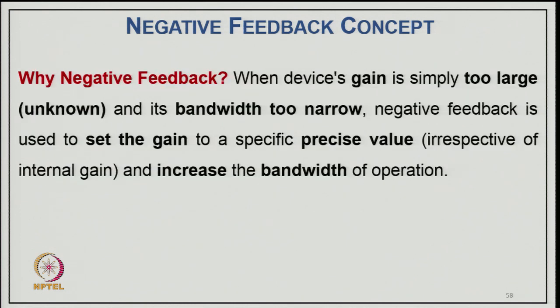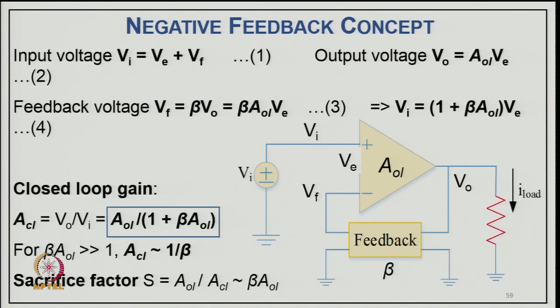Because when a device's gain is simply too large, or unknown, and its bandwidth is too narrow, negative feedback is used to set the gain to a specific precise value irrespective of the internal gain, and it increases the bandwidth of operation. So in this operational amplifier with negative feedback, we have the feedback of beta here, and there we have a load, that is the output loading resistance through which the load current flows, the output voltage and the input differential.